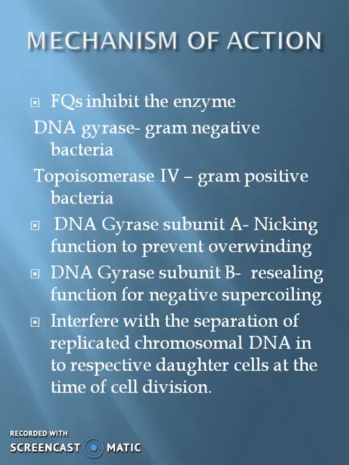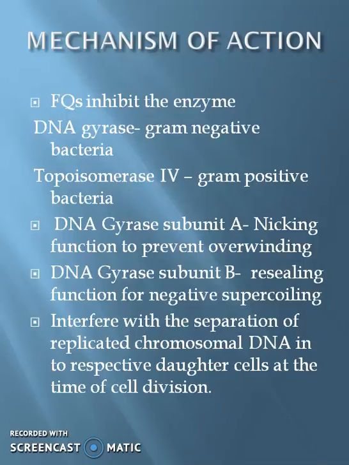DNA gyrase contains two subunits, DNA gyrase subunit A and DNA gyrase subunit B. DNA gyrase subunit A has a function of nicking, or we can say cutting, of a DNA strand to prevent overwinding or positive supercoiling. DNA gyrase subunit B has a function of resealing. Subunit A cuts the strand and subunit B reseals the cut strands of DNA for the replication or transcription process.